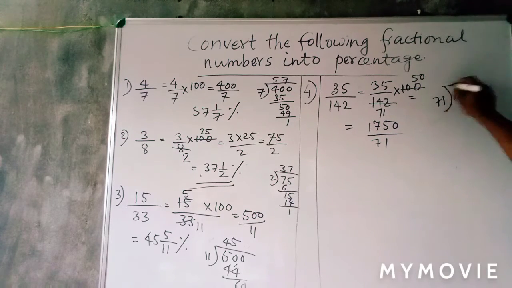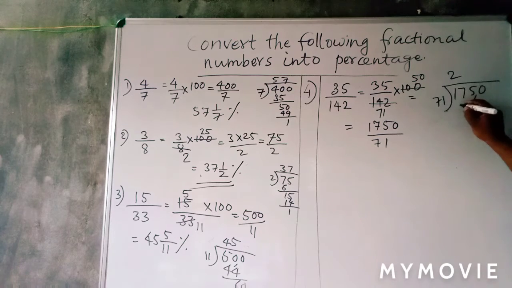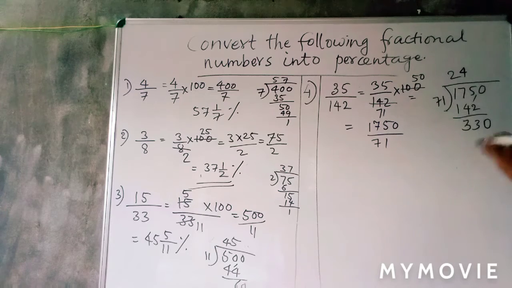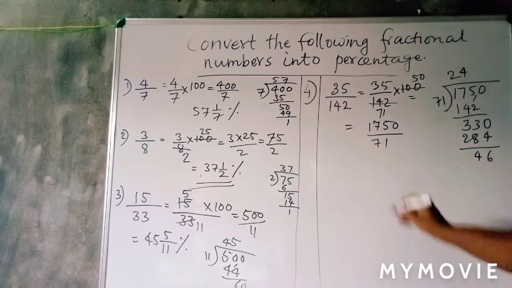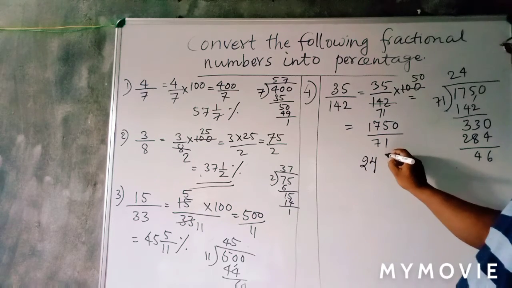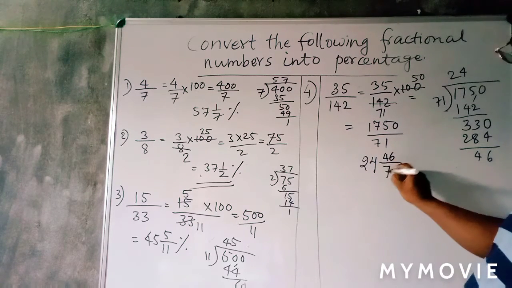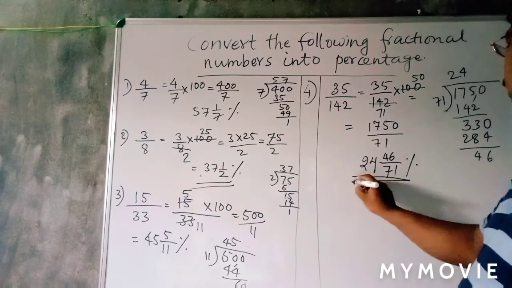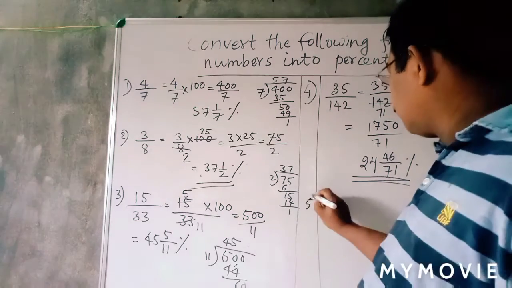1750 divided by 71. 2 times 142, 33. And how many times? 4 times. We will get the answer 24 46 by 71%.